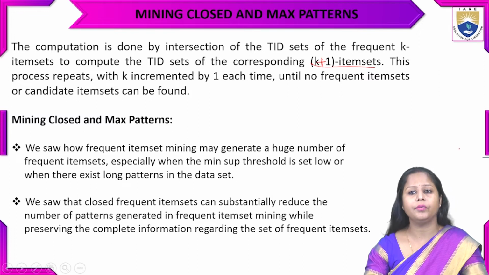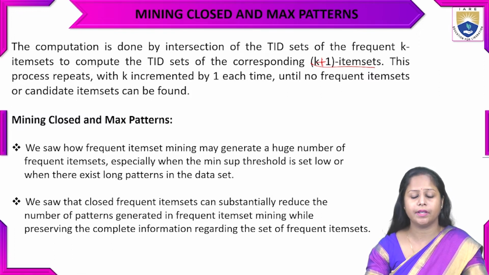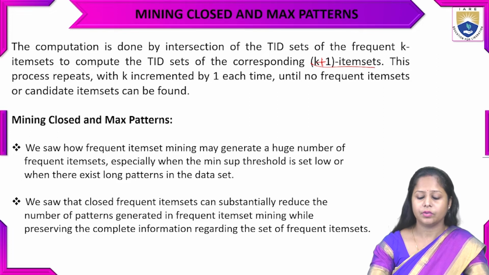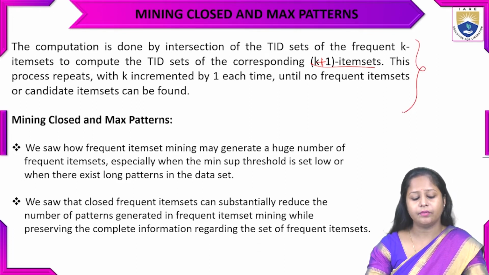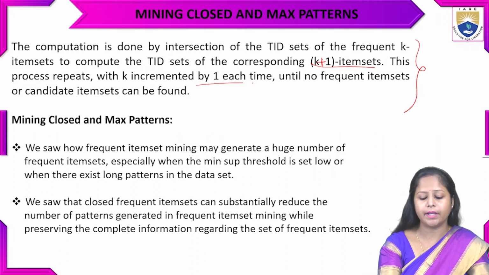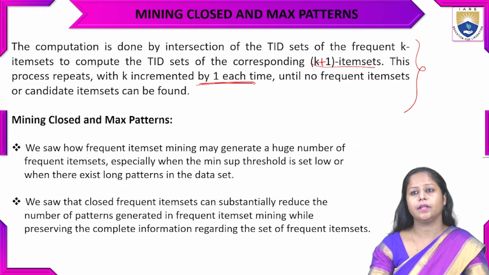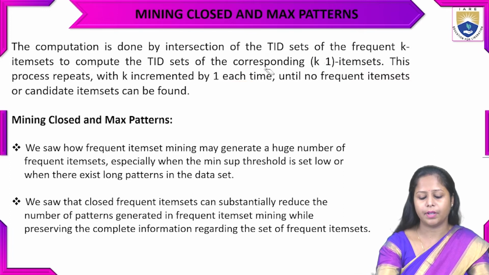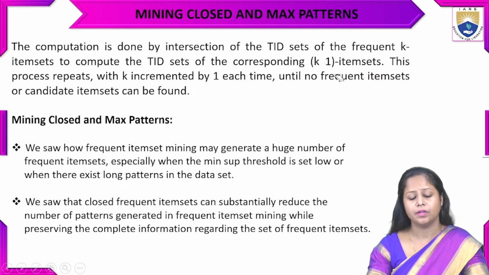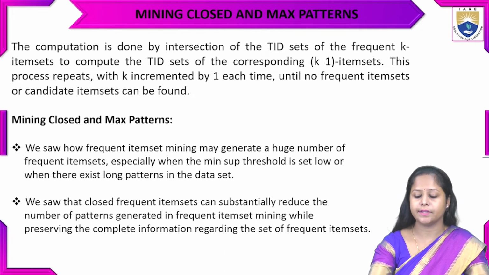This continues until no frequent item sets or candidate item sets can be found. It works as long as frequent item sets exist, with k incremented by 1 each time, and when there are no more frequent item sets, it stops. So this was the algorithm, the process to compute the intersection of the TID sets of frequent k-item sets.